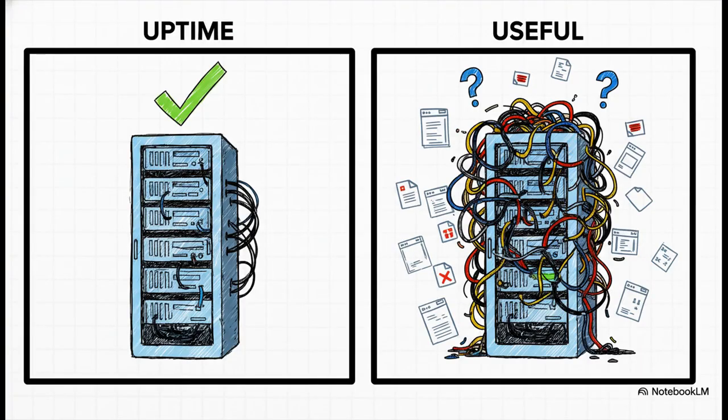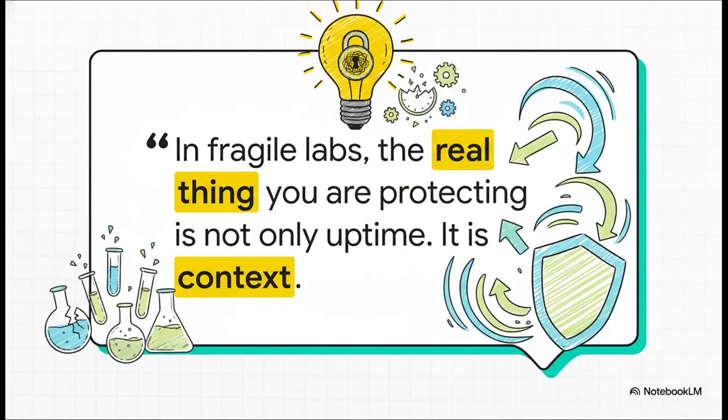You know, the conventional wisdom in IT is all about uptime. Is the server online? Is the service responding to a ping? And look, in a production environment, that makes total sense. But in a test lab, a system that's running isn't always a useful system. And here it is. This is the big aha moment of this whole thing. In fragile labs, the real thing you're protecting is not uptime. It is context. Seriously, once you let that sink in, it'll completely change how you approach your work.